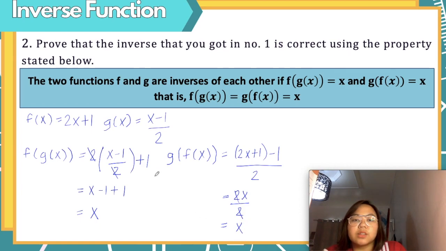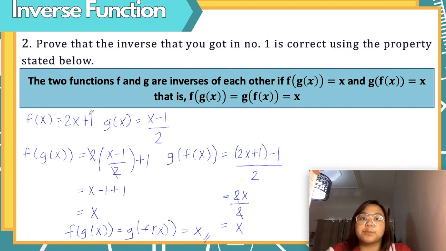Okay, so notice that f of g of x is equal to x and g of f of x is also equal to x. Therefore, we can state that f of g of x is equal to g of f of x, which is equal to x. Okay, so with this, since we were able to prove this, we can state that the inverse that we got in number 1 is correct.